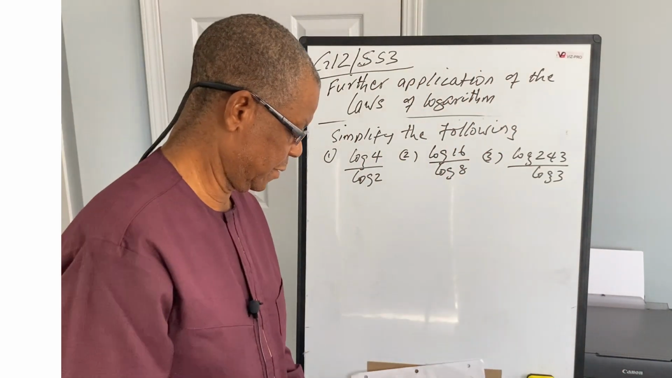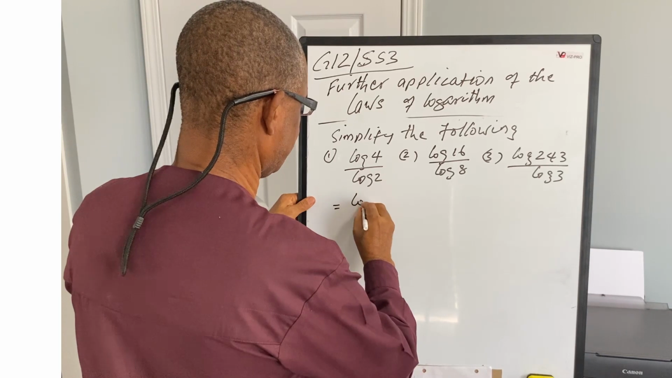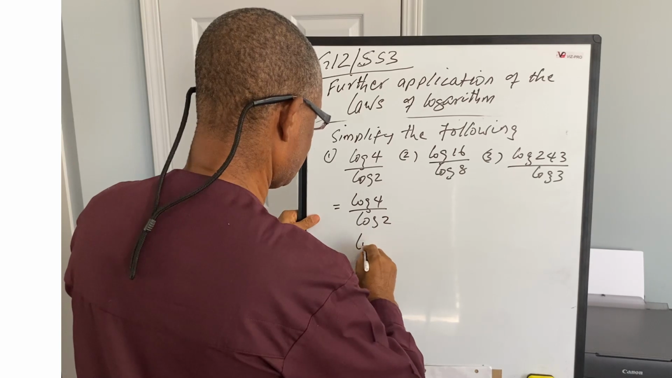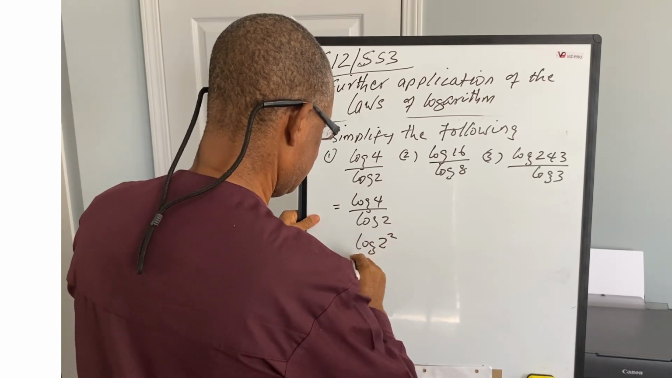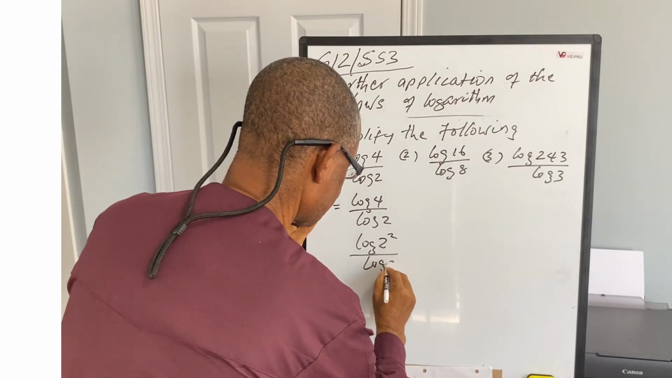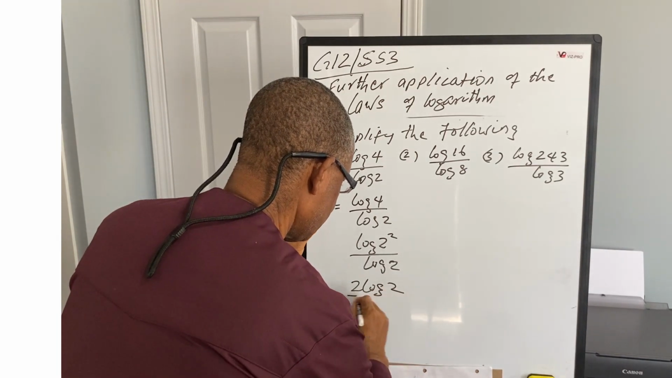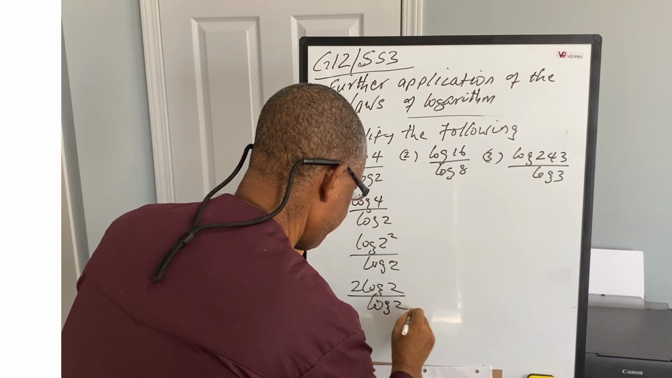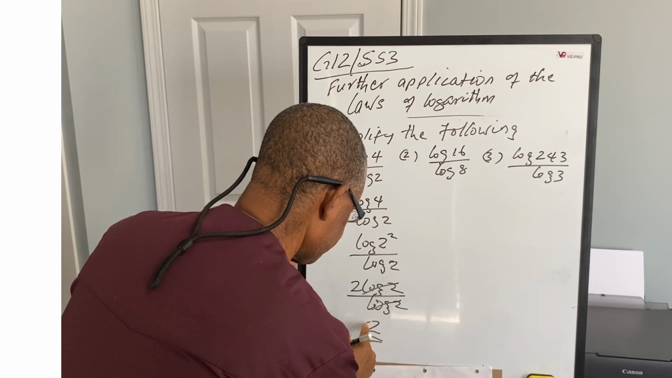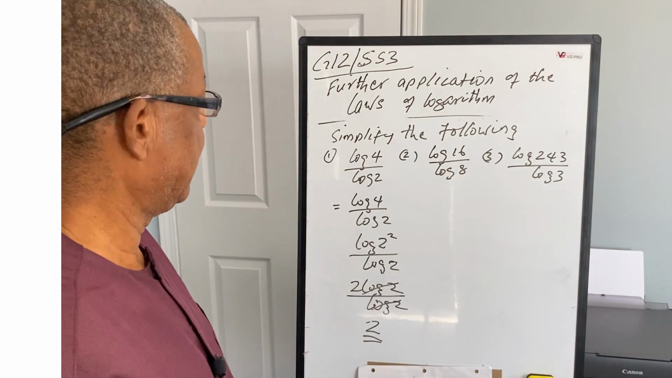Okay, let us treat the first. That is log 4 over log 2 will be log 2 raised to power 2 over log 2. And that will give us 2 log 2 over log 2. Log 2 cancels log 2. Our result is 2. That is for number 1. We have simplified, and the result is 2.